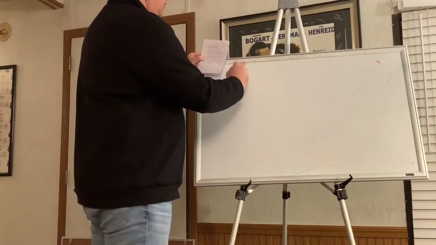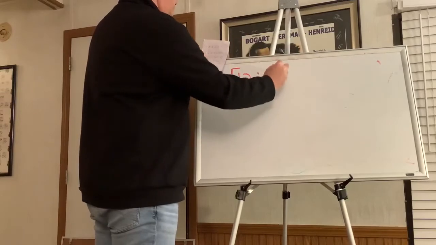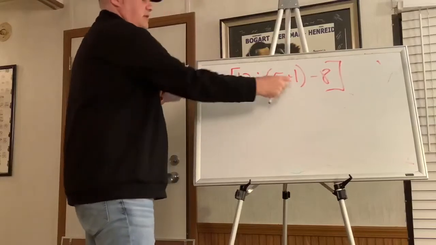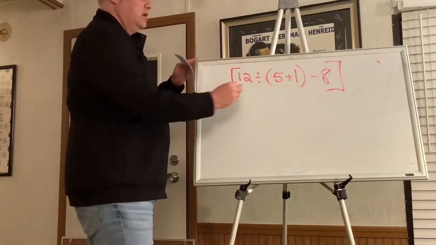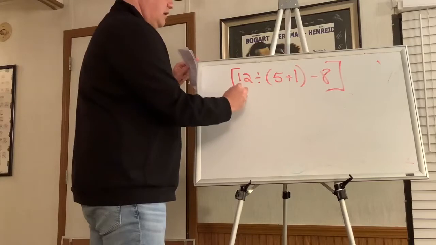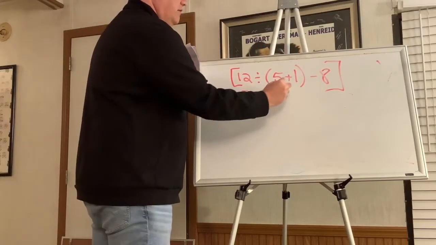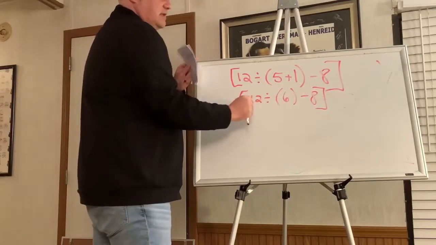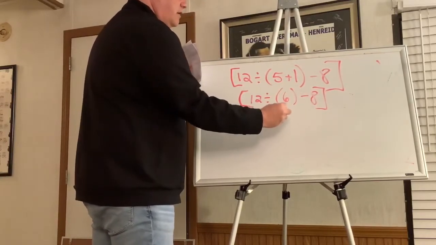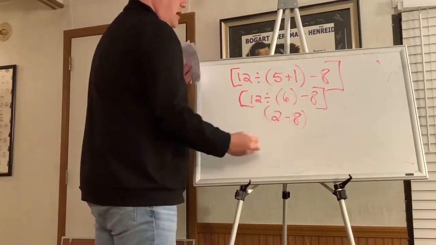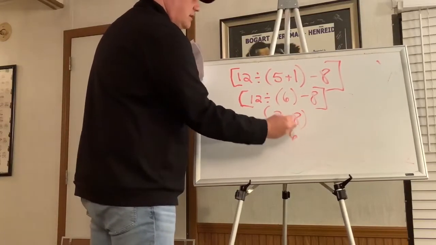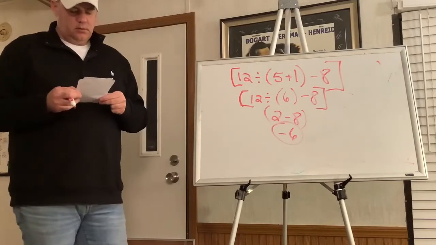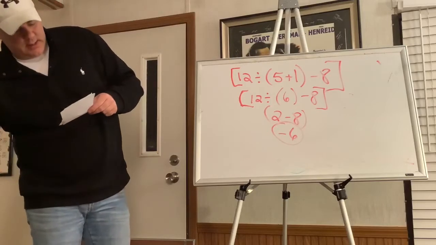Then we're going to do 12 divided by 5 plus 1 minus 8. Okay, so we've got a parentheses inside of another grouping symbol. You could keep it a bracket if you wanted to. 12 divided by 6 minus 8. Now inside this, I follow PEMDAS, so I do my division first. 2 minus 8. And then 2 minus 8 is negative 6. All right, number 4.